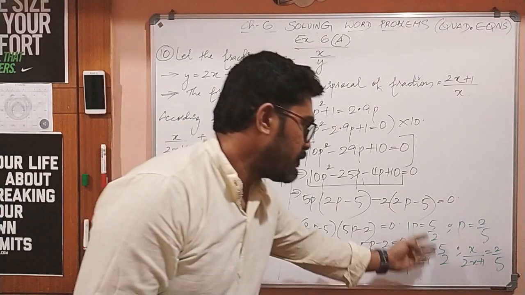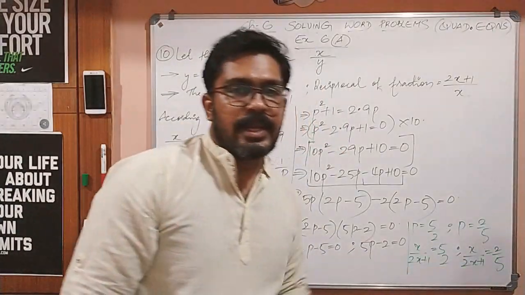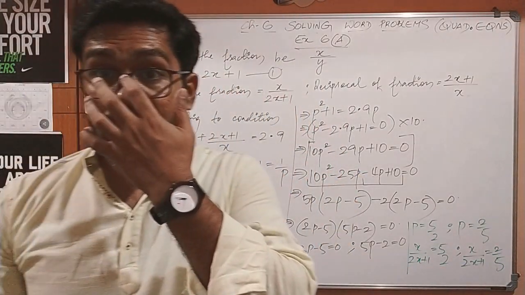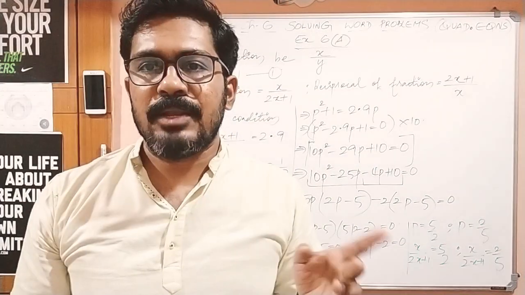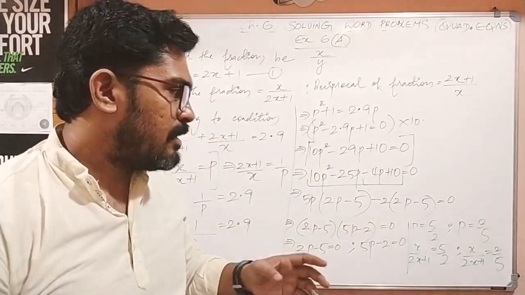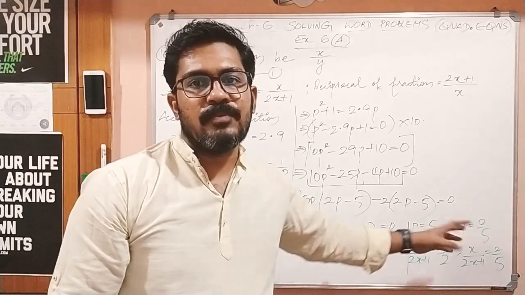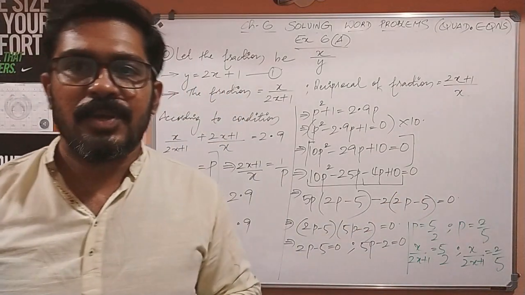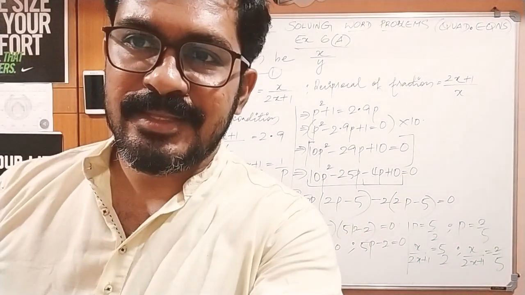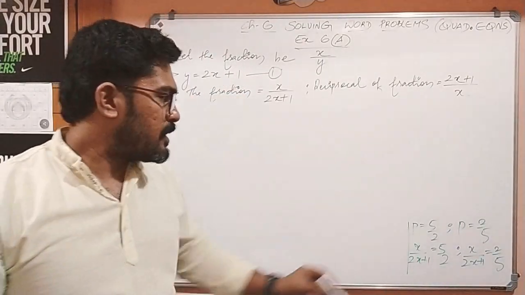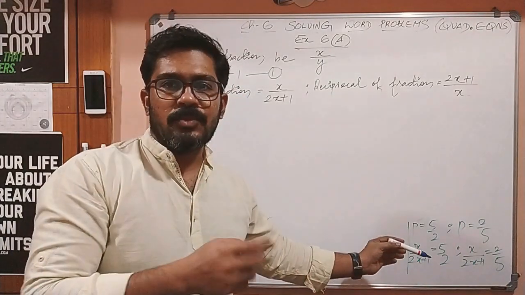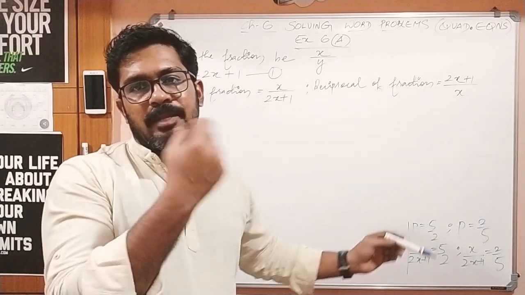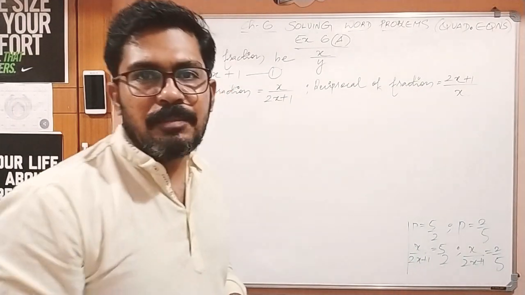So children, after solving these two, you will get two different values for x. Isn't it? Two different values for x. And then you will use those two values of x to find the value of y. Easy? Let us just continue with this sum, children. I'll find both the values of x and then we will find the value of y. I will help you with that.